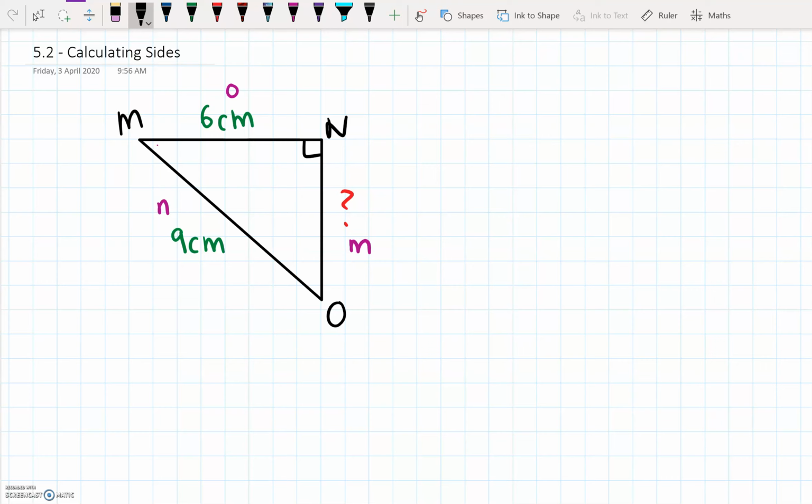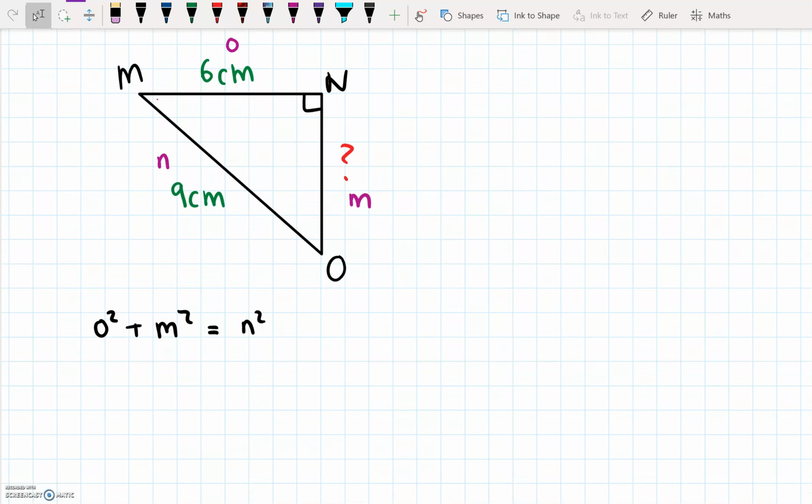Okay, again, we always start with writing the formula. Now, we know normally that we use a squared plus b squared is c squared. But we have different letters here. So instead of a and b, we're going to have o and m. So we have o squared plus m squared is equal to, and we know that n is our hypotenuse, so it's going to be n squared.